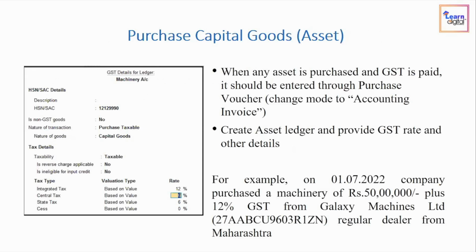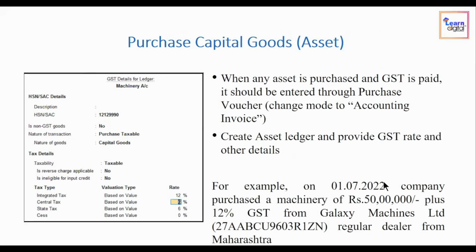See, till now we have learned how to enter the invoices, purchase invoice, sales invoice, along with the percentage of GST, that is 18% we learned. Now we will learn how to create a GST invoice for the assets purchased or the capital goods purchased. So when any asset is purchased and GST is paid on that, it should be entered through the purchase voucher, and here we have to change the mode to account invoicing mode. So whatever asset you purchase, it should be entered through the purchase voucher.